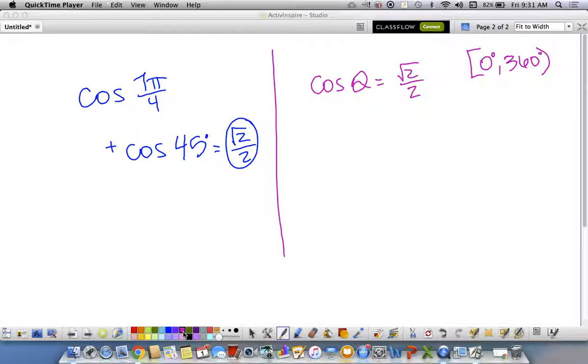Why did I use a bracket for one and a parentheses for the other? I want it to equal 0. It can equal 0. But why would I not want it to equal 360? I might get 2 answers if 0 is where it lands, and I don't want that. For either 0 or 360, they'll be the same answer, but I only want it once. So how many times around your circle could cosine theta actually equal square root of 2 over 2?